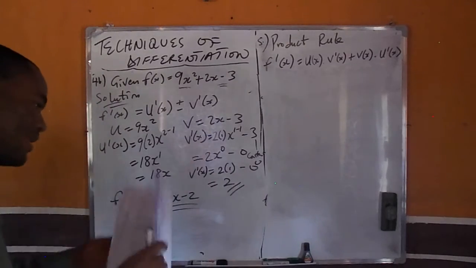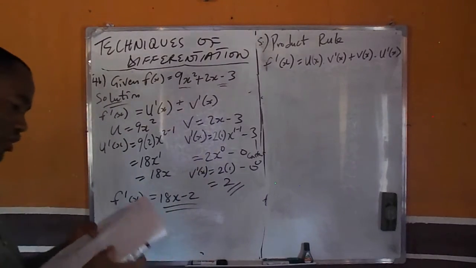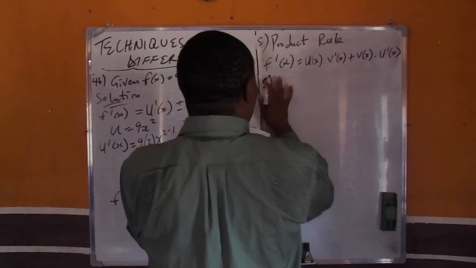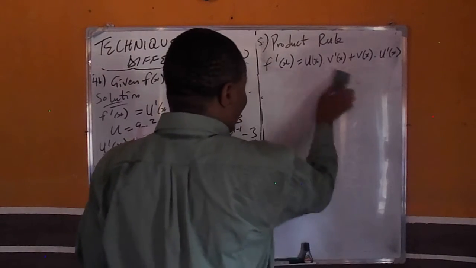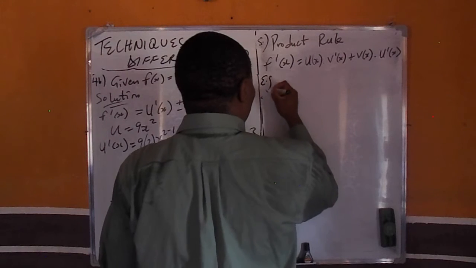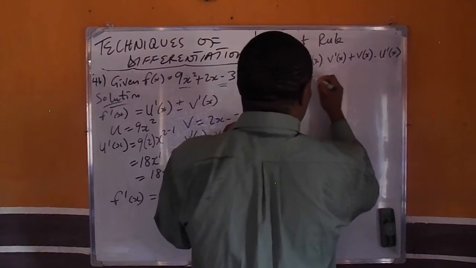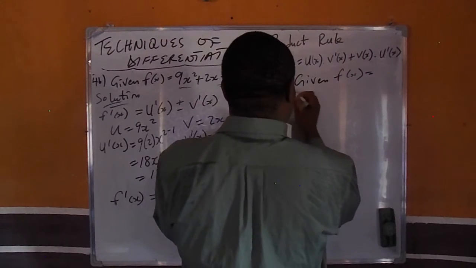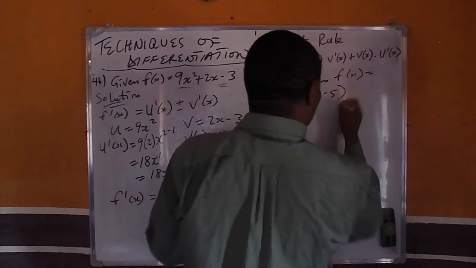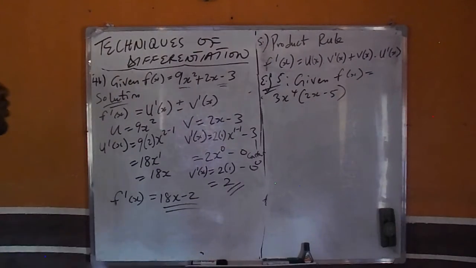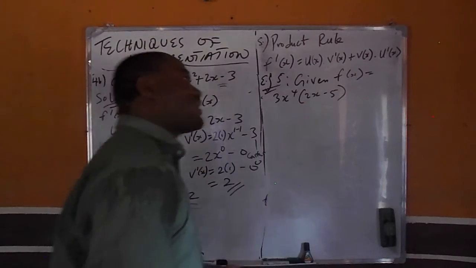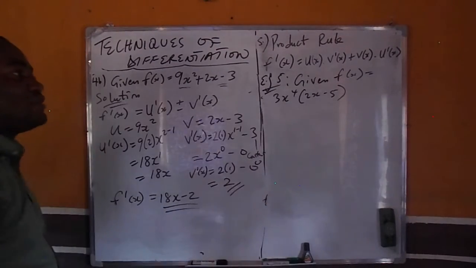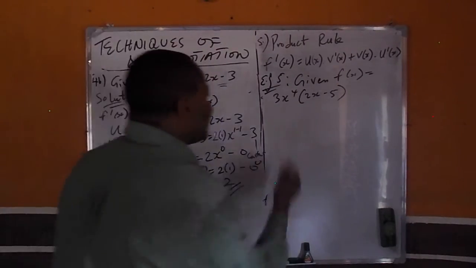Now, let's see how we can apply this formula. Looking at this question, example 5: given f of s equals 3s raised to power 4 in bracket 2s minus 5. You can see 3s raised to power 4 times 2s minus 5. This is product rule. How do we solve this?